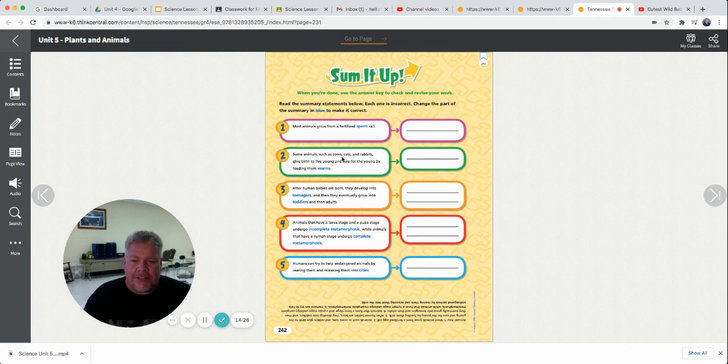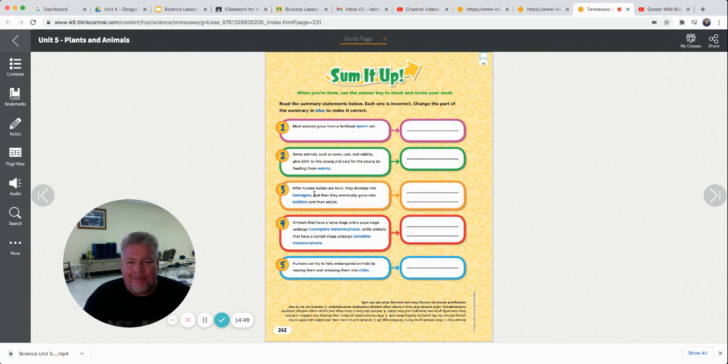Some animals, such as cows, cats, and rabbits, give birth to their live young and care for the young by feeding them. Now, they don't feed them worms. Do you see a mama cow feeding her baby cow worms? What's that baby cow do? He drinks milk from its mama, doesn't it? So, right, milk over here instead of worms.